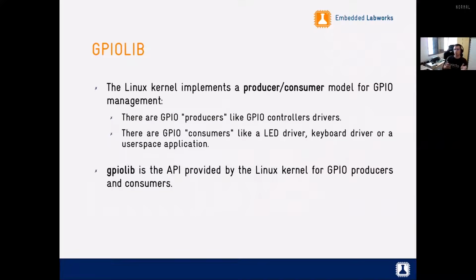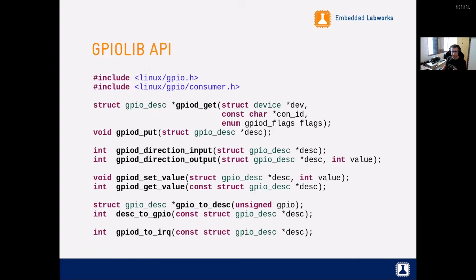That's the fact, and for that the kernel has this API called GPIO lib. The kernel implements a kind of producer-consumer model for GPIOs. We have GPIO producers, for example, GPIO controller drivers that will produce GPIOs, and we have consumers. Those are the drivers that will use GPIOs. It could also be a user application that uses GPIO at the user space level. And GPIO lib is the API in the middle that will manage that.